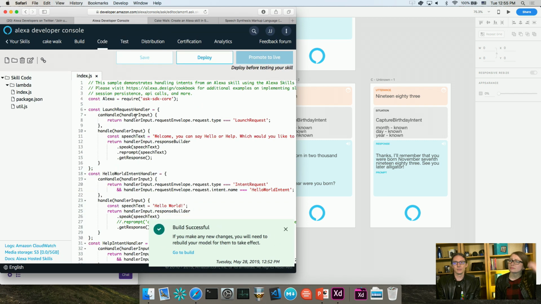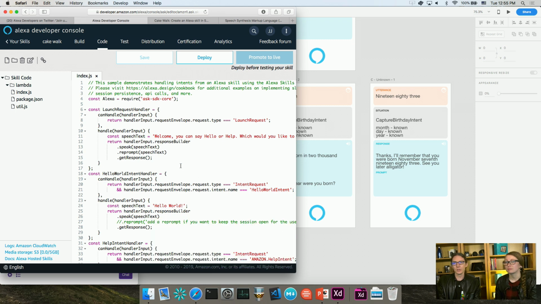So you'll see here we have a launch request handler, and I'll go more into detail about what the different code is and how this is built out.